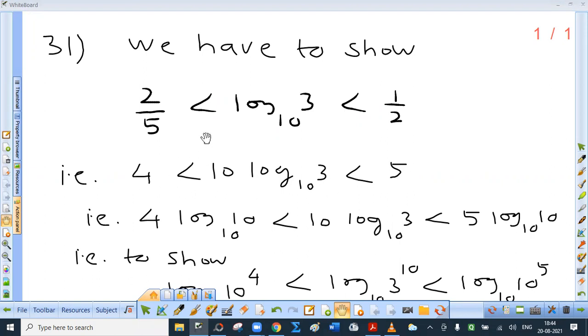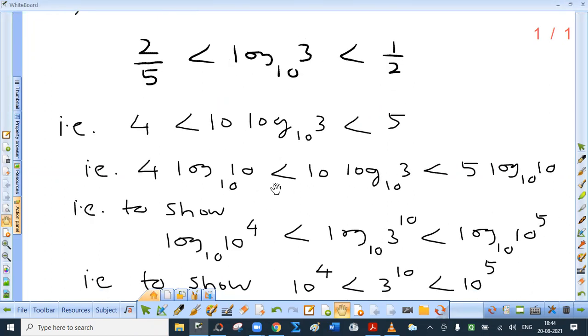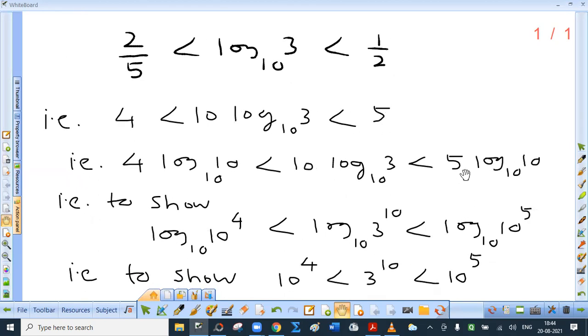Now, what is 4? 4 is 4 into 1. Can I replace this 1 by log 10 to the base 10? Yes, I can. So this is 4 log 10 to the base 10 less than 10 log 3 to the base 10 less than. Can I write 5 as 5 into 1? I can. And that 1 can be replaced by log 10 to the base 10. See, I'm not saying that it is equal, that is to prove. We have to prove this.